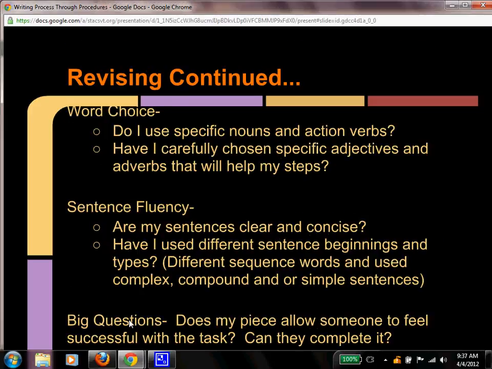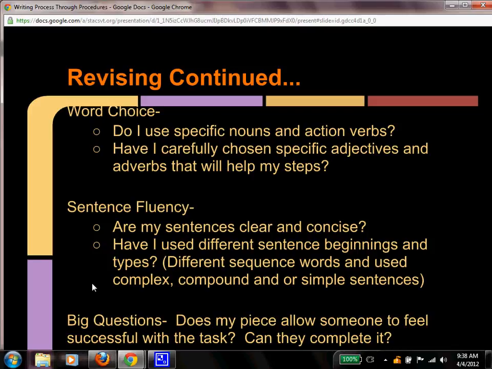Word choice, something very key in a procedure piece. Do I use specific nouns and action verbs? That tells me what I would need, which would be the nouns, and the action verbs is how I would use it. Very important in a procedure piece. Have I clearly chosen specific adjectives and adverbs that will help my steps? For instance, if I am to pour something, that's my action. If I'm to pour the liquid, the milk, into the bowl, there are my nouns. I would choose a specific adverb to help me. Pour the liquid in slowly. Because with those words, they'll help the procedure either have success or not, especially in cooking.